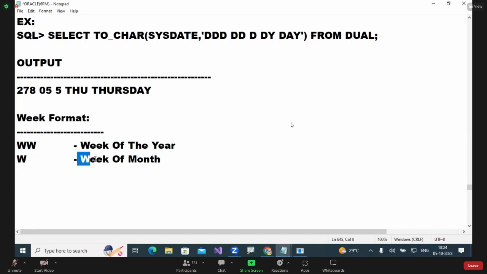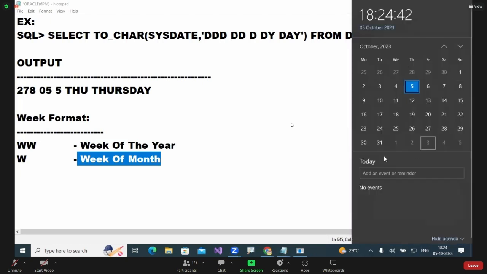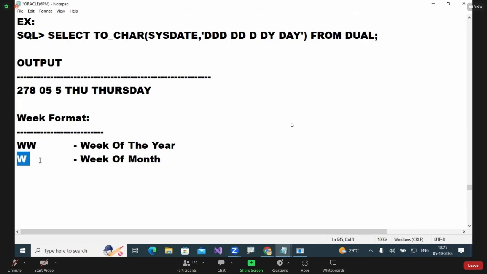And W is going to be week of month. So it returns the week in the month. This is which week: first week, second week, third week, 4, 5. Some months have 5 weeks, some months have 4 weeks. So as per your date, which week in the month this comes under, that is returned by W.